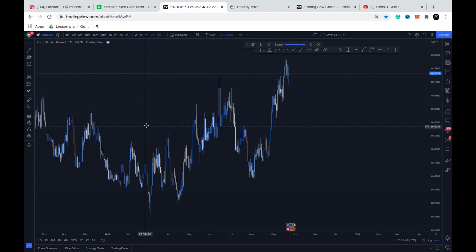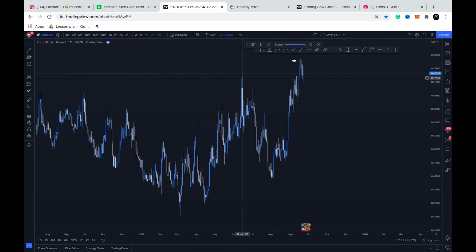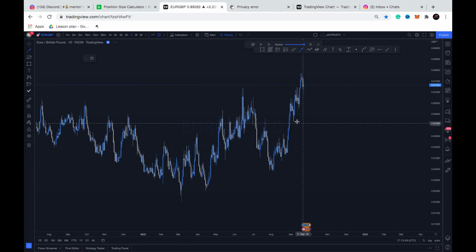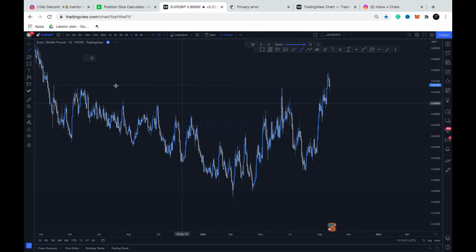On the daily time frame, if I zoom out a bit, we can see that price is very bullish on Euro GBP. Previously, we were definitely bearish, until price changed character around here, respected an area of demand, and we are now bullish on Euro GBP. So I don't have any reason to start looking for selling opportunities while the market is buying. We don't do that. We just focus on the direction of the market.